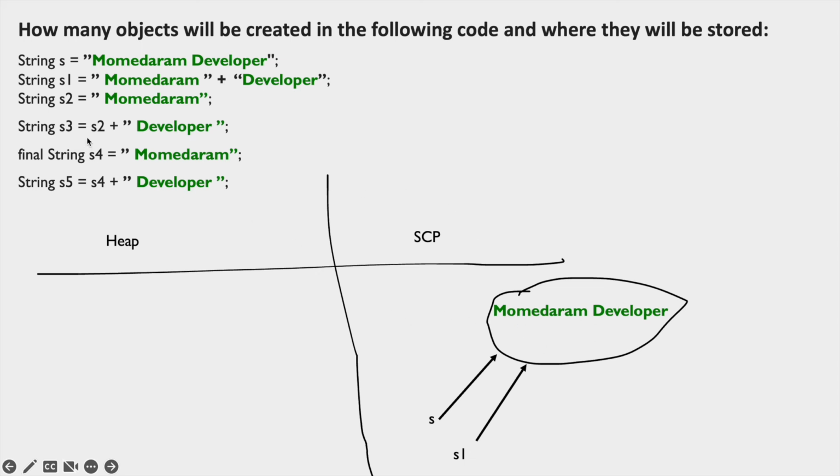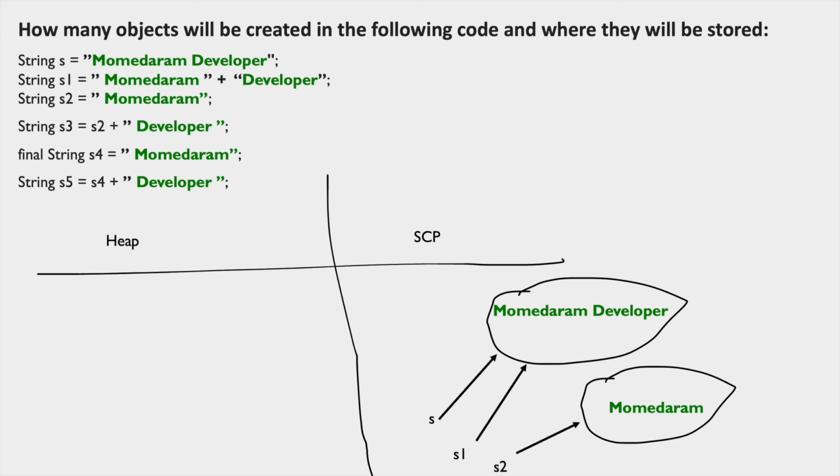In the next statement, Momedaram. Here also we are creating using string literals. The Momedaram object, if it is not there in the string constant pool, will be created in the string constant pool and it will point to that object. Now s2 will be pointed to this Momedaram object.